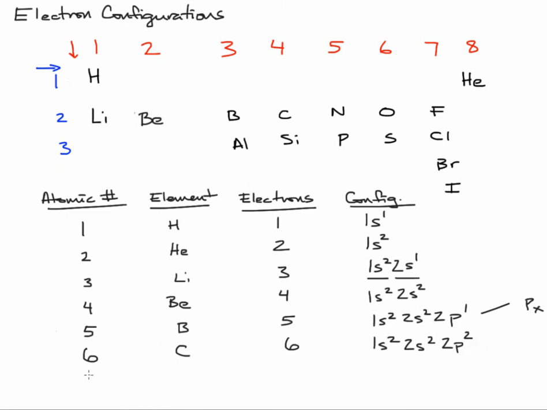So continuing on, 7 is nitrogen. It's 1s2, 2s2, 2p3. Eight is oxygen. The 1s2, 2s2, 2p4.